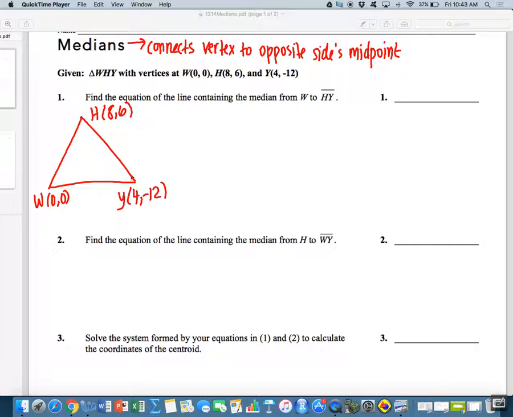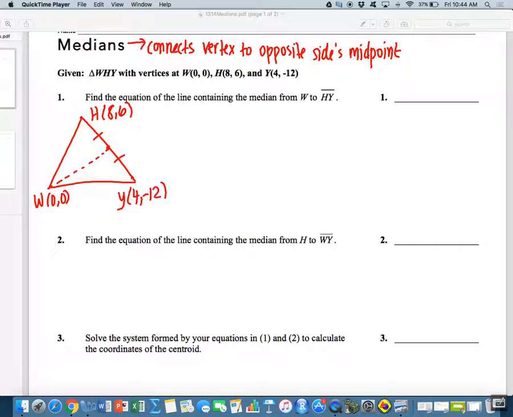Okay, so for problem 1, it says find the equation of the line containing the median that goes from W to HY. So this is what we're looking for. This is a median. It goes vertex to midpoint. So we need to write the equation of the line. What two pieces of information do you need to write the equation of the line? You have to find the midpoint. Okay, before that. If I'm just writing the equation of any given line, what do I need? Slope and a point. Do we have a point that is on our median?